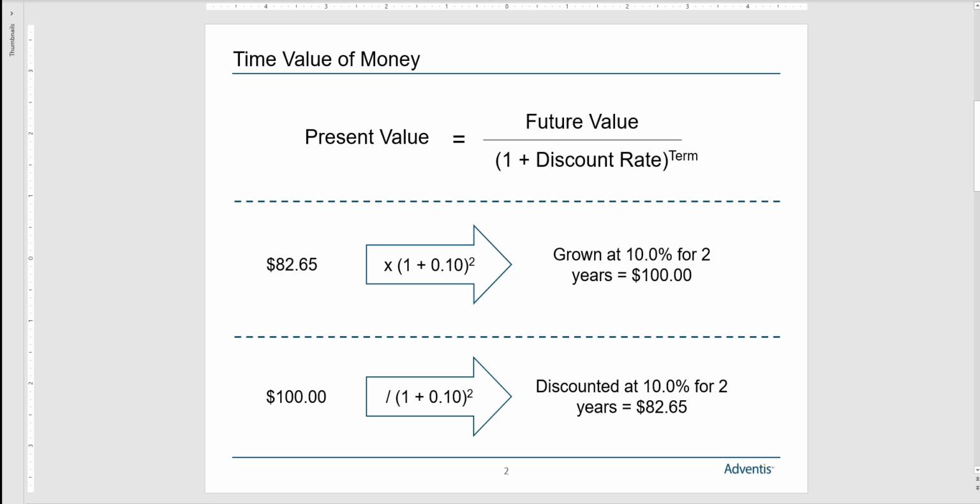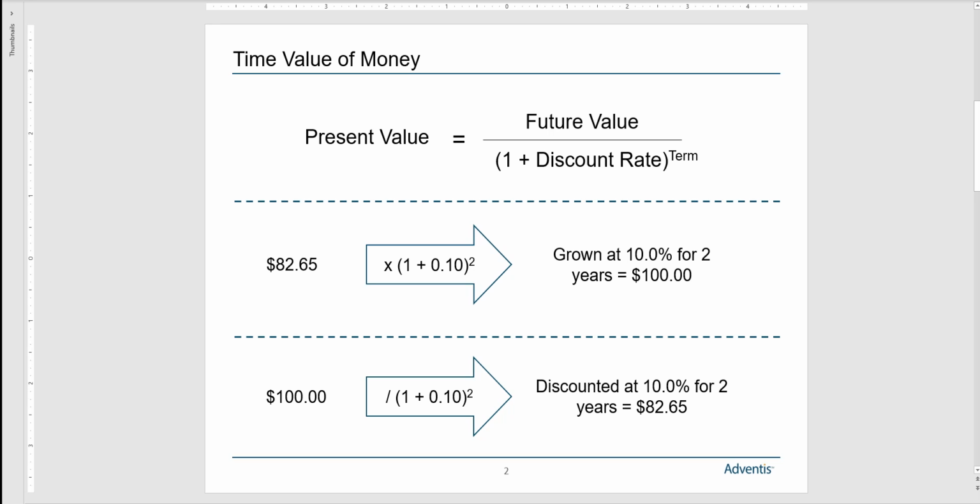Looking at the first equation on the slide here, we have a present value of $82.65, and we multiply that by 1 plus the discount rate of 10% and raise it to the second power, which is saying that we are growing the cash flows at 10% for 2 years. And you can see our future value equals $100.